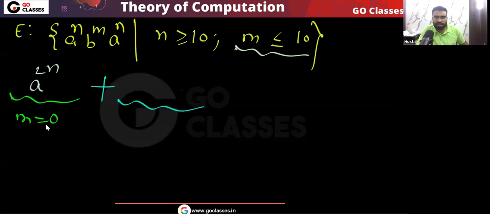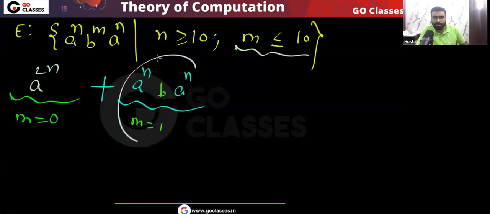Here you notice what is happening. If I put m equal to 1, then there will be b, and here you must have a power n, and before it you must have a power n. This itself is non-regular. Yes or no? Is this clear? Are you getting my point? Please tell me.